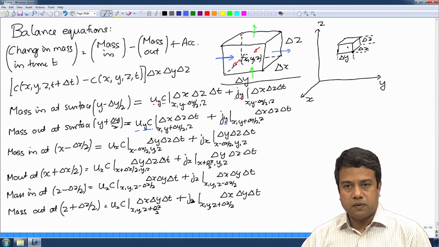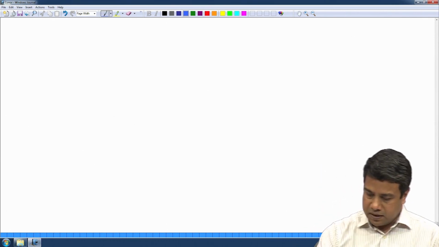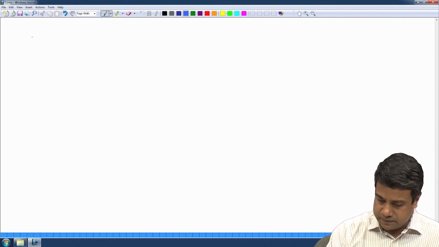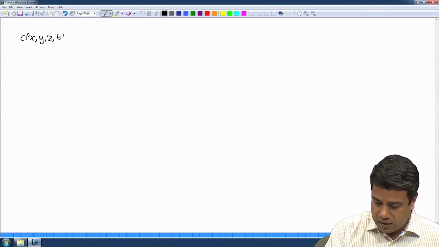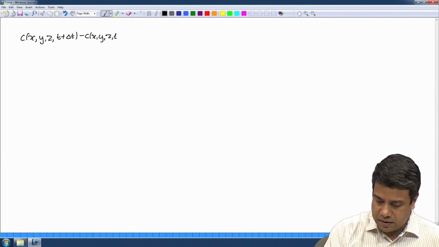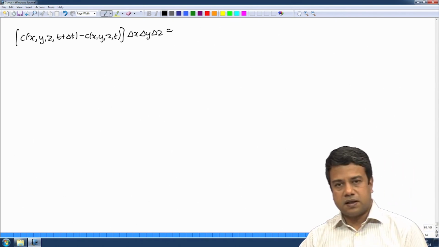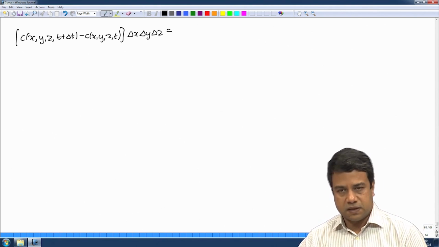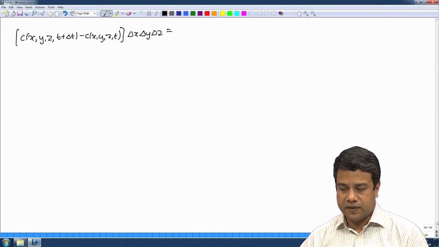So, when I add all of these up, I will have a term on the left hand side which is the concentration at x, y, z, t plus delta t minus the concentration at x, y, z, t, into the volume, delta x, delta y, delta z. That is the change in mass in this differential volume in a time delta t.